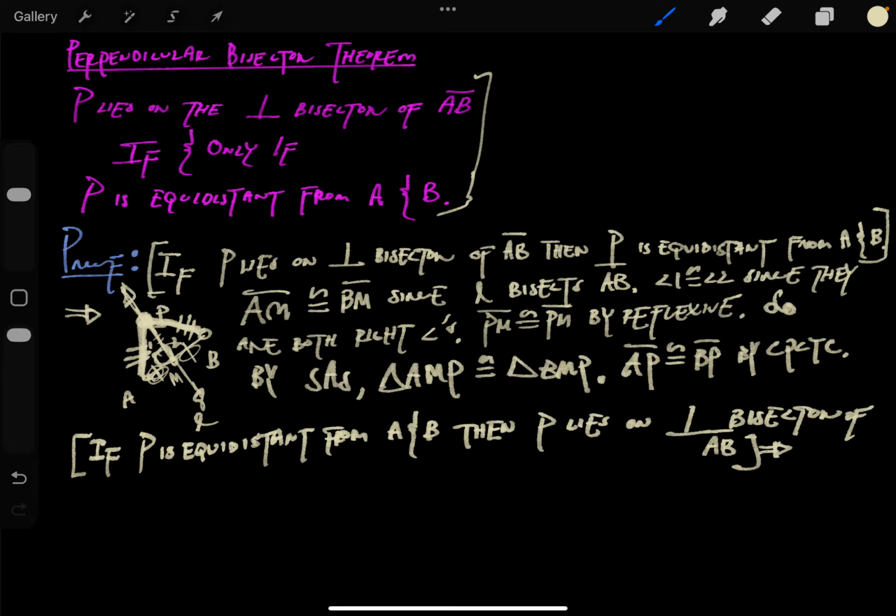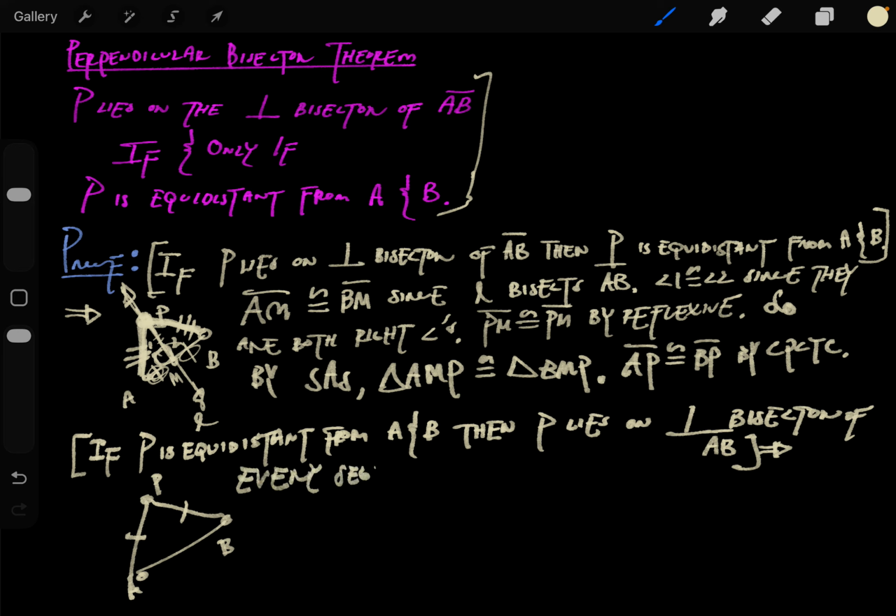Okay, now let's prove this. Here we're given this diagram. You have AB, and P is over here, and you know that this is the same as this. What can we say here? It's easiest if we say every segment has a midpoint. There are other ways to prove this, but this is the easiest way, I think.